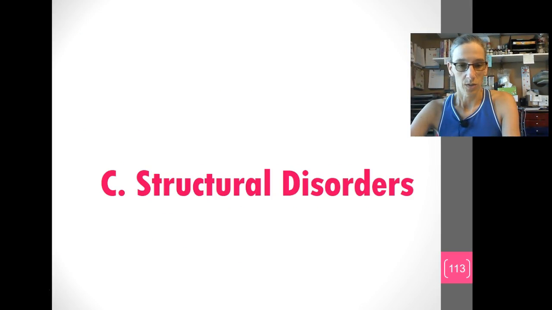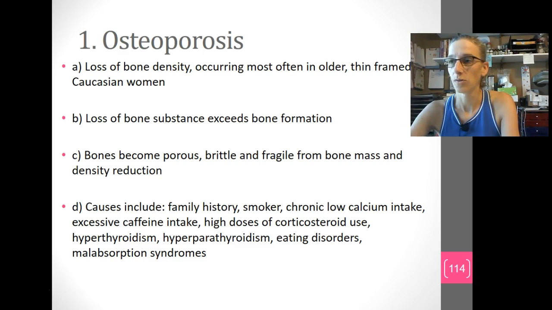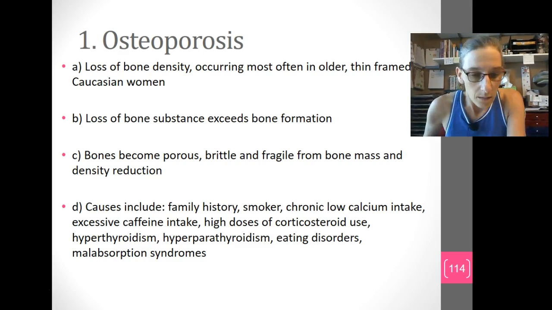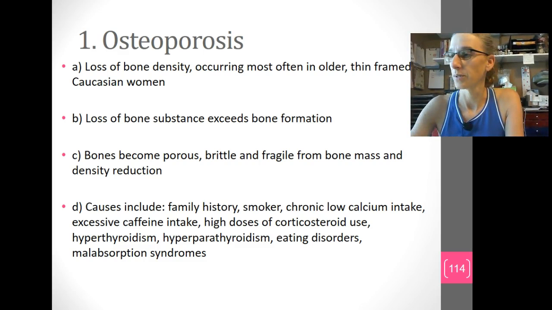All right, structural disorders. Osteoporosis. Osteoporosis is a loss of bone density, occurring most often in older, thin-framed Caucasian women. African American women have a greater bone density, thus making them less susceptible. Loss of bone substance exceeds bone formation. Bones become porous, brittle, and fragile from bone mass and density reduction.